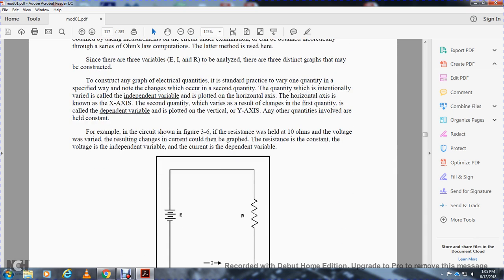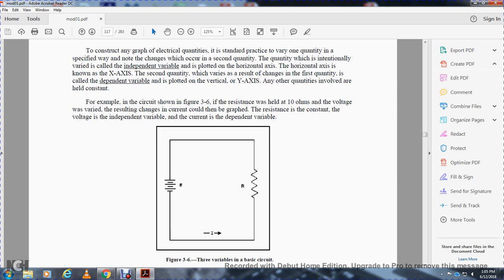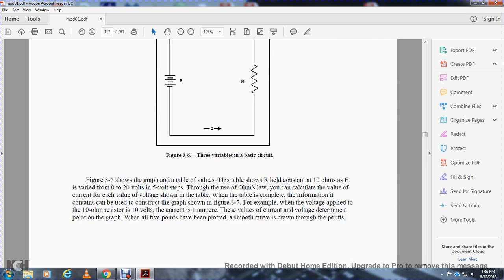Other quantities involved are held constant. For example, in the circuit shown in figure 3.6, the resistance is held at 10 ohms and the voltage is varied, resulting in the current to be graphed. The resistance is constant, the voltage is the variable, and the current depends on the variable. So you have your voltage coming from the battery, your resistance is your ohms, and your amps would be your wire. Figure 3.7 shows the graph of the table.